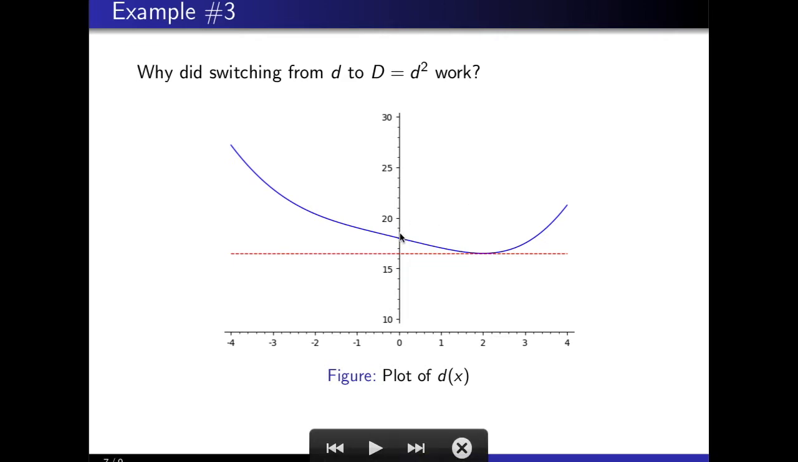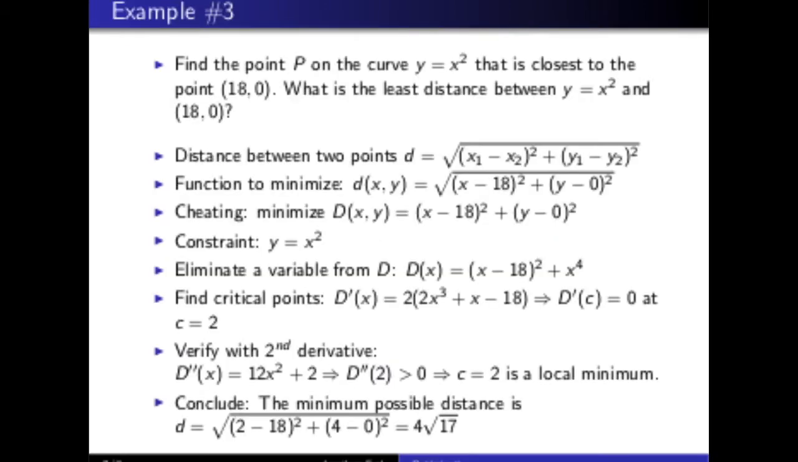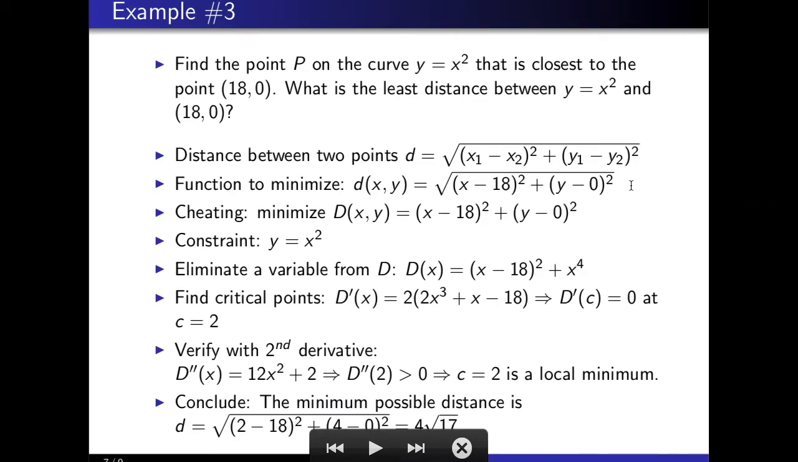So when we squared, we didn't change where the minimum was occurring. We changed what all the values are, but we weren't concerned with what they were. We were concerned with where the minimum was. And then once we found the minimum, we put it back into the original function that we started with.